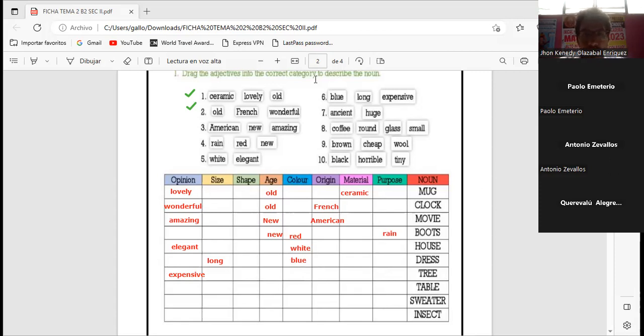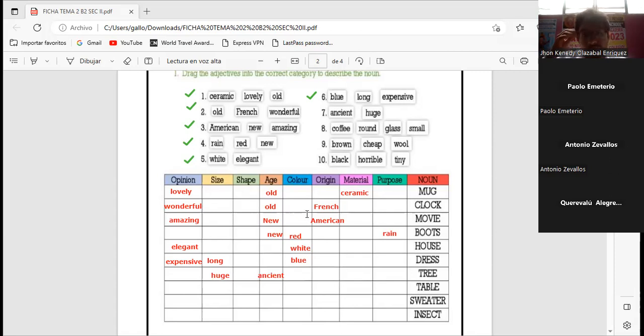Number seven, ancient, huge. Ancient, age. It is here. Ancient, what is it? Age, nice. Ancient is age. And huge. Huge is when something is really big. For example, I don't know if you heard about Cristo Redentor. What is the size? It's huge, right? Huge, enorme, teacher, huge.